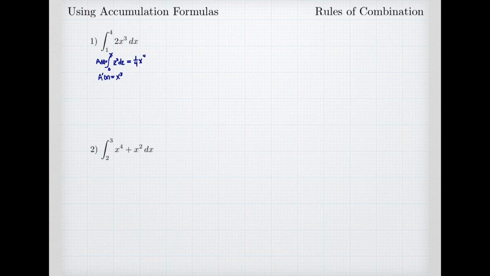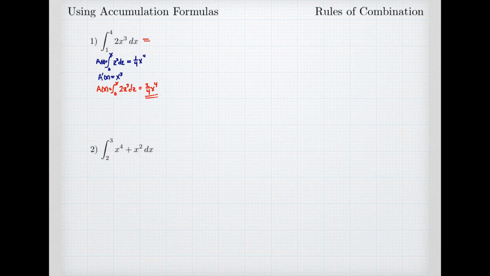So my integrand has 2x cubed. And so the accumulation that belongs to this integral is going to be double. So when I do my integral from 0 to x of 2z cubed dz, it's double the original value, so it's 2/4 x to the 4th. This is going to be the accumulation that we use in our evaluation.